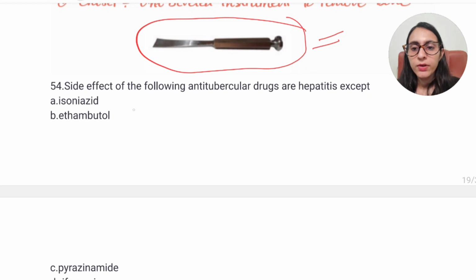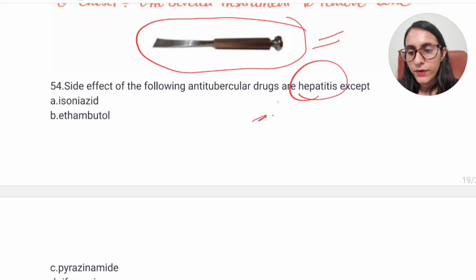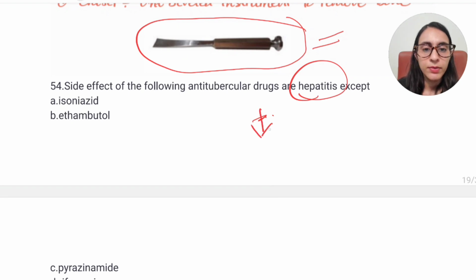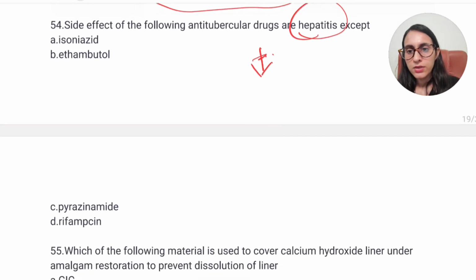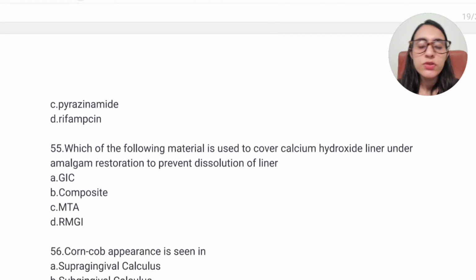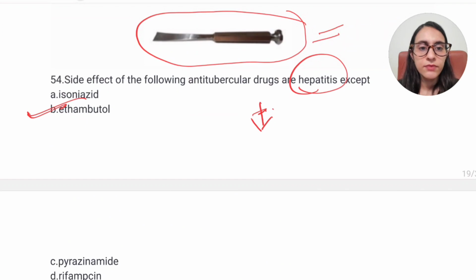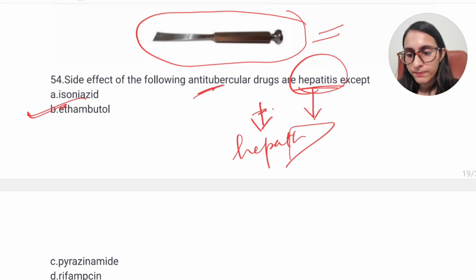Side effect of which of the following antitubercular drugs is hepatitis, except? When we talk about antitubercular drugs, there are certain side effects. Hepatitis is not typically associated with ethambutol, whereas it is a side effect of the other antitubercular medicines. So the answer to this question is ethambutol. Hepatitis is related to the liver, so we need to see which drugs are hepatotoxic when studying the antitubercular drugs.